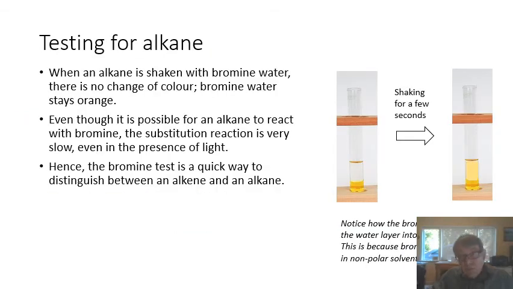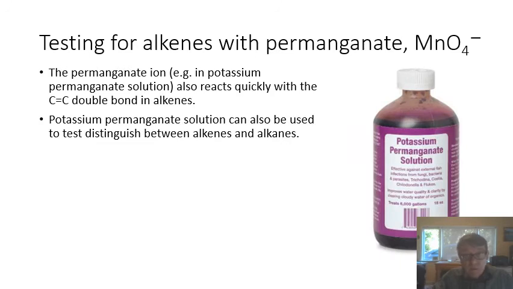So basically the colour remains, and that is a quick way to tell the difference between an alkene and an alkane. Now you might remember when we were talking about substitution reactions that we said alkanes can react with bromine in the presence of light. That's true, but it's a very, very slow reaction, so we don't see that when we're doing a quick test like this.